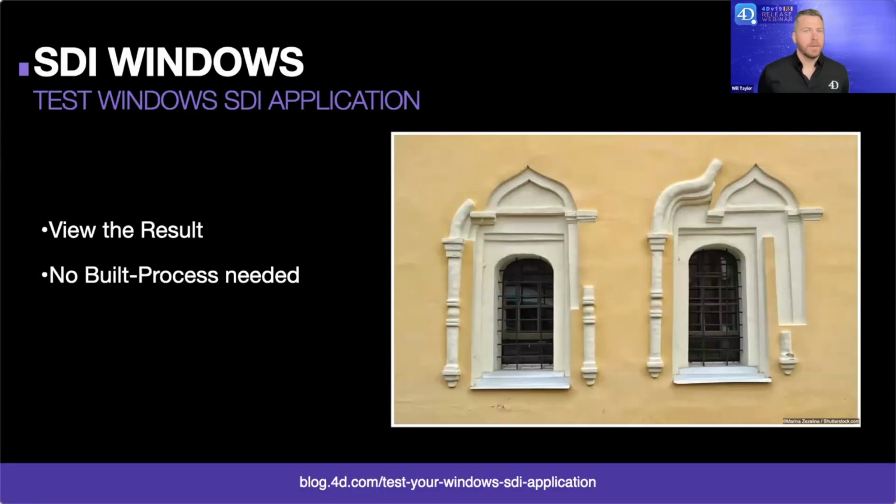Now, for some time now, 4D has allowed you to deliver Windows applications in SDI mode. This is a great feature that was added a few years back in 16R4. The small problem was that until version 19R8, testing these applications was a little bit cumbersome because you always had to build first and then test the built application. And in case you're making frequent changes to your UI, this was quite tedious.